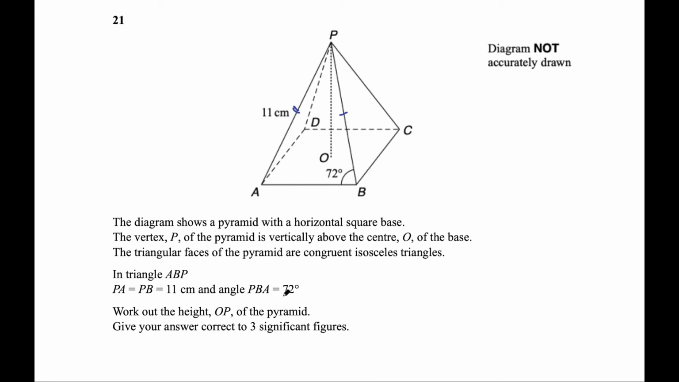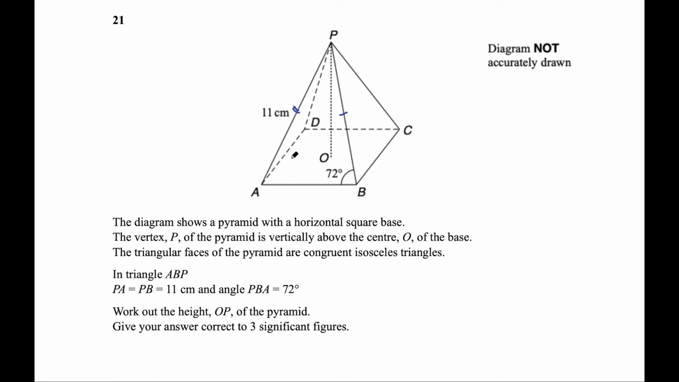And angle PBA equals 72. Okay, they've indicated that as well. Work out the height OP of the pyramid. Give your answer correct to 3 significant figures. Okay, so again, we're looking at a 3-dimensional shape here. That's important to note because we need to think 3-dimensionally.